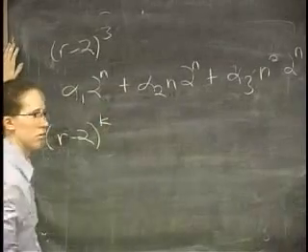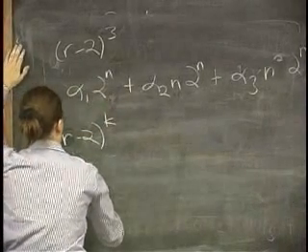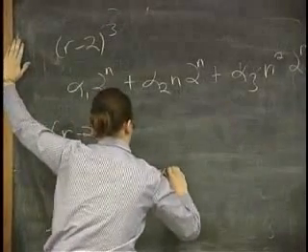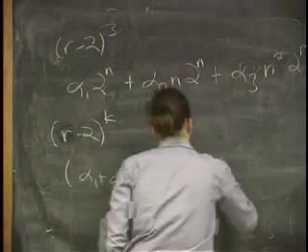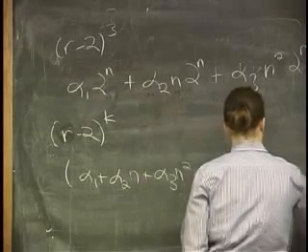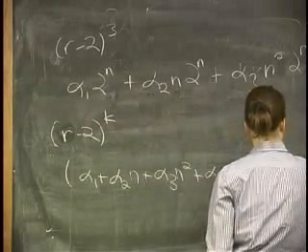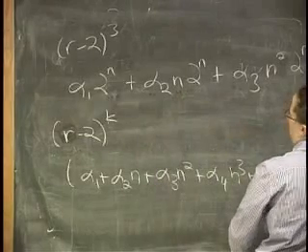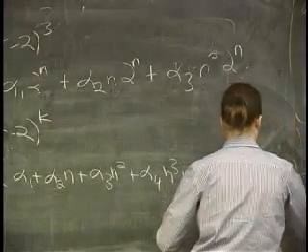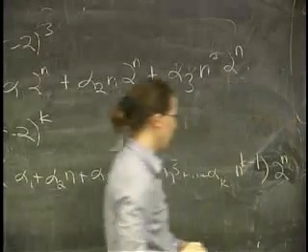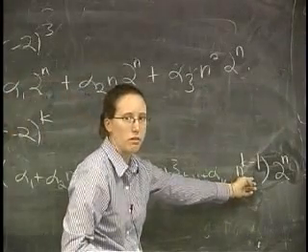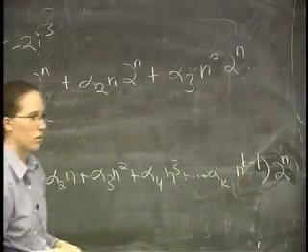So if I have r minus 2 to the k, my solution looks like alpha 1 plus alpha 2 n plus alpha 3 n squared plus alpha 4 n cubed plus, all the way up to alpha k times n to the k minus 1, times 2 to the n. So I have the general polynomial of degree k minus 1 times 2 to the n.